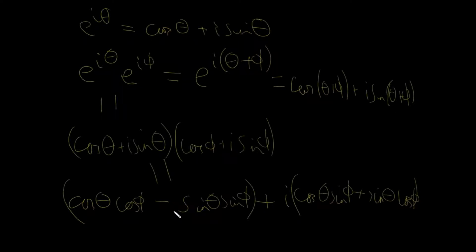Now we can compare this expression at the bottom here to this other one we derived previously, and by comparing real and imaginary parts, we can see that the real part, i.e. the cosine of the combined angle, must be equal to this real part here. In other words, cosine of theta plus phi equals cosine theta cosine phi minus sine theta sine phi.